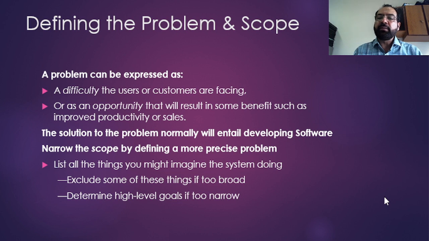List all the things you might imagine the system doing. One way of representing a scope is to try to find out all those things which you believe your system can do, and then exclude some of these things if you believe it is too broad, and determine the high level goals if too narrow. So this is the way of approaching your scope. Write down all those functionalities which you might think your system might offer, and later on decide which things you want to cover in the first go, and which you believe need to be excluded.